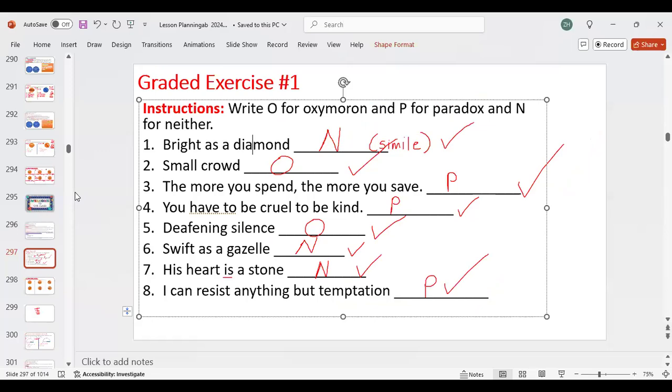So, Mr. Petit, question. How are resist and temptation opposite? No. Think about it. If you say you could resist anything but temptation, it's paradoxical, because if you have to resist it, it's a temptation. So it's contradictory. That one had me second guessing.